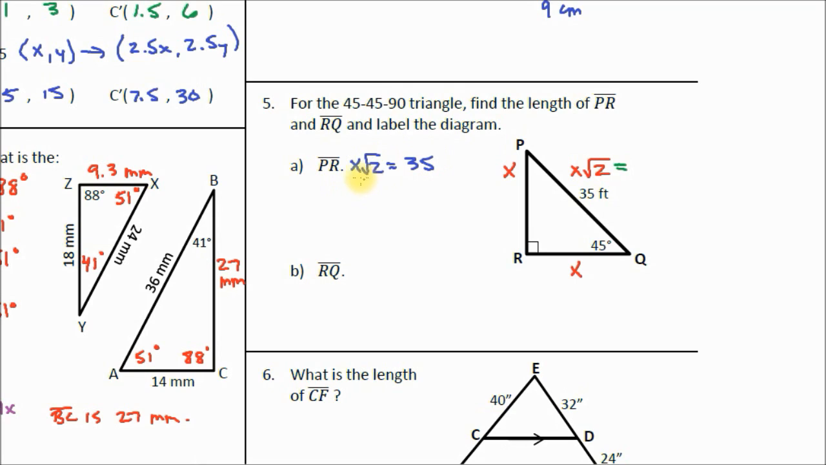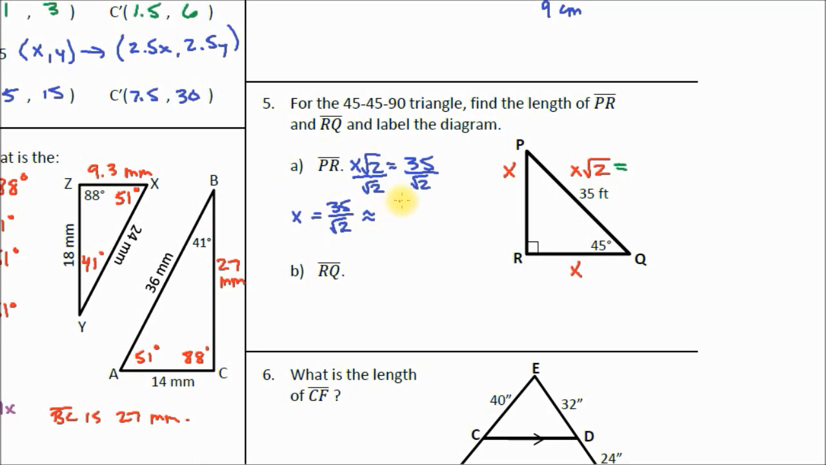Let's divide both sides by the square root of 2. I'm going to write that because some of you are dividing by 2. You can't do that. 2 is not in this equation. Square root of 2 is. And this ends up being x is equal to 35 over the square root of 2. That'd be our exact answer.